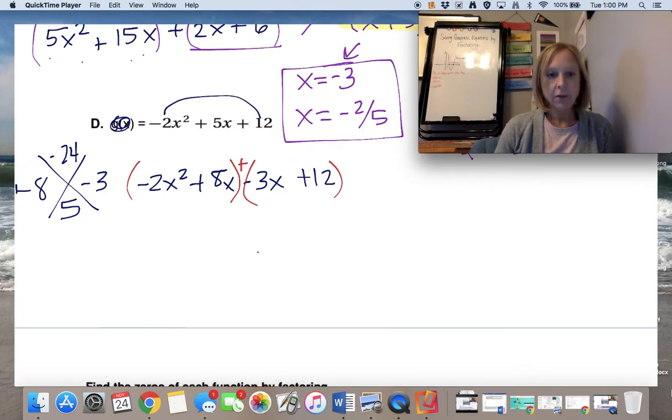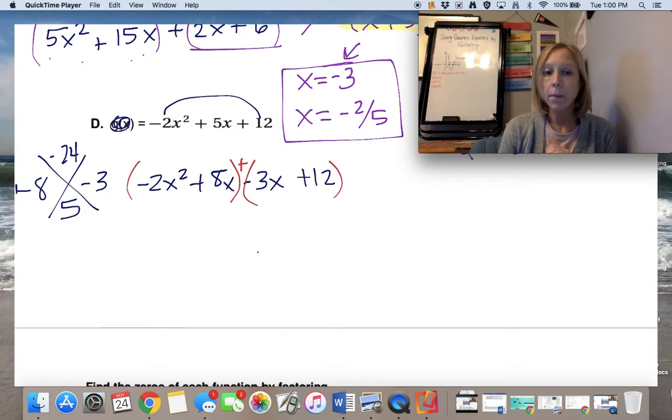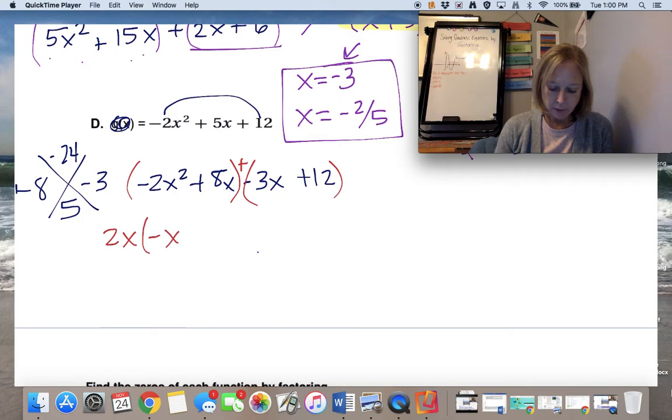And now I'm going to factor out of the first one. It looks like 2 and x. I could choose to factor out a negative 2 or a positive 2. I think for right now I'm just going to factor out a positive 2. So I can factor out a positive 2x, and then I'd have a negative x plus 4.